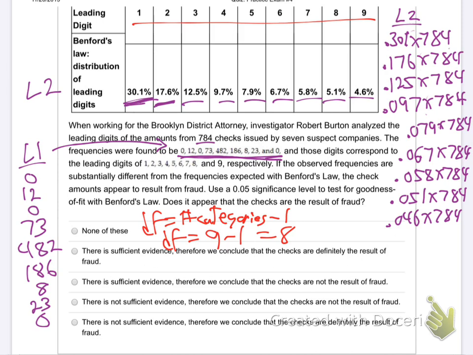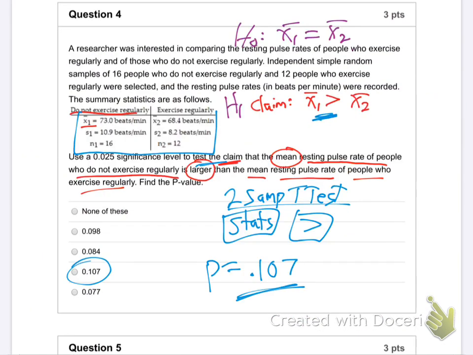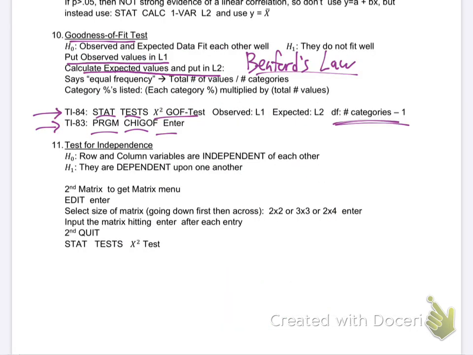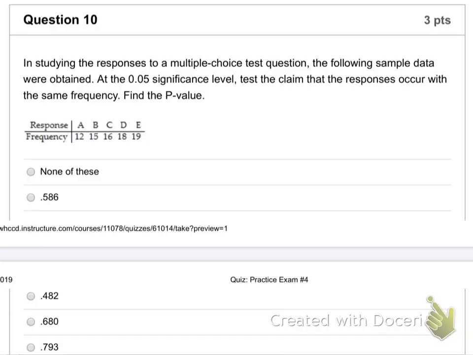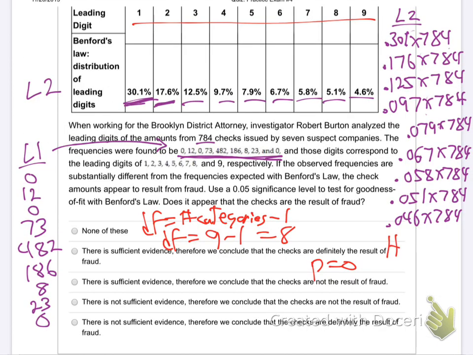And then calculate. I'm getting a p-value that's 0. You getting a p-value that's 0? Yeah. Comes out 0. Now what? I didn't write down the H0, H1, did I? It'll say it here for us though. H0, observed and expected fit. H1, they do not fit. Notice it's right on our sheet there for us. H0, they fit. H1, they do not fit.